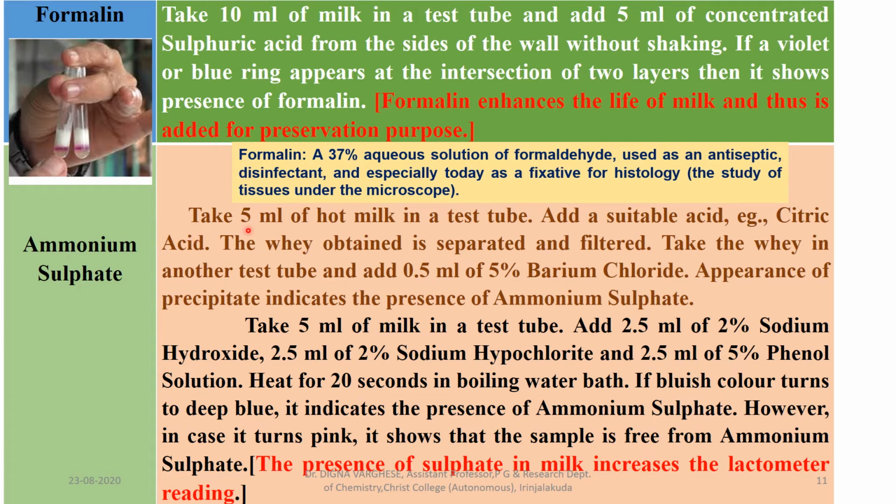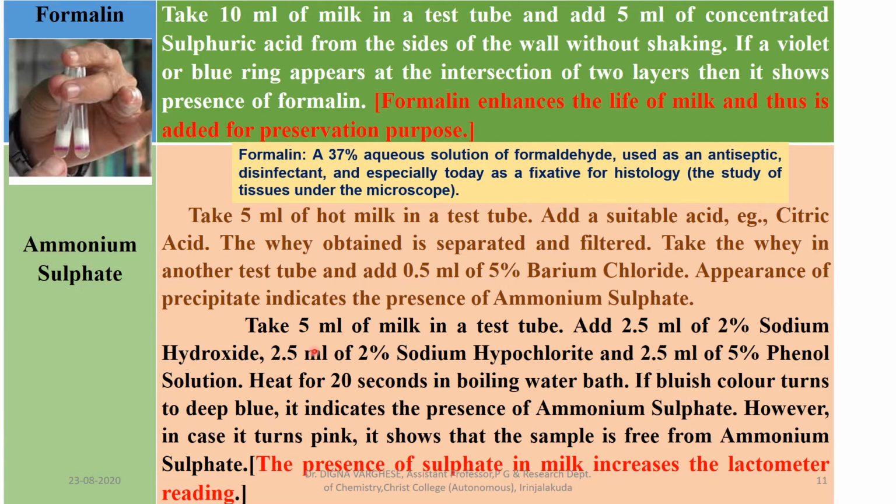First, take 5 ml of hot milk in a test tube. Add a suitable acid, for example citric acid. The whey obtained is separated and filtered. Take the whey in another test tube and add 0.5 ml of 5% barium chloride solution. Appearance of a precipitate indicates the presence of ammonium sulphate. When barium chloride is added to the whey, it gives barium sulphate that will precipitate in the test tube. That indicates the presence of ammonium sulphate.